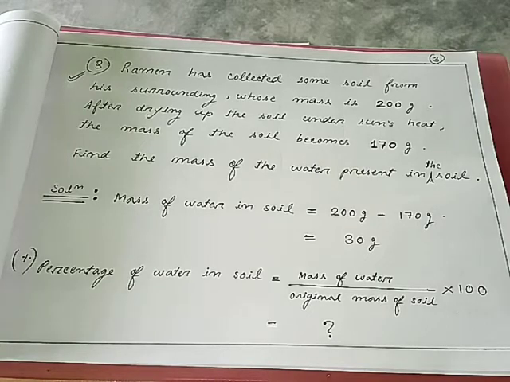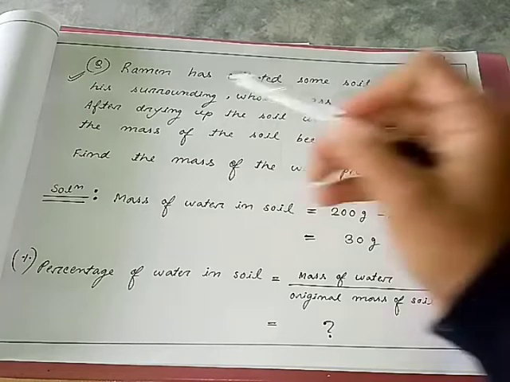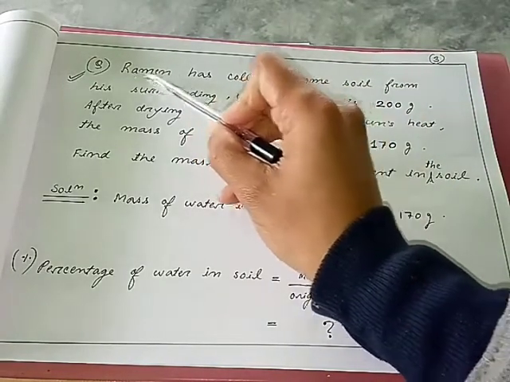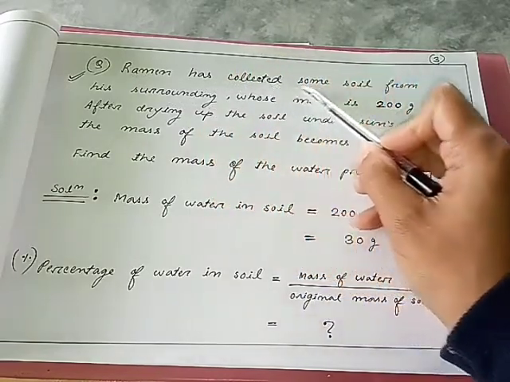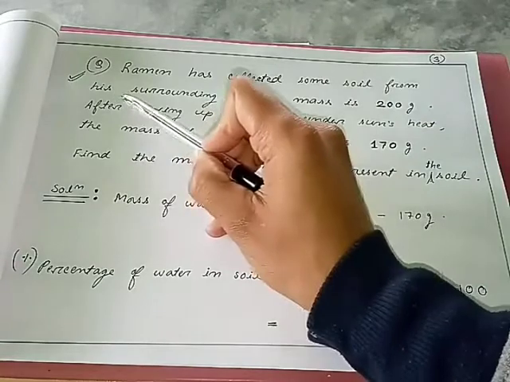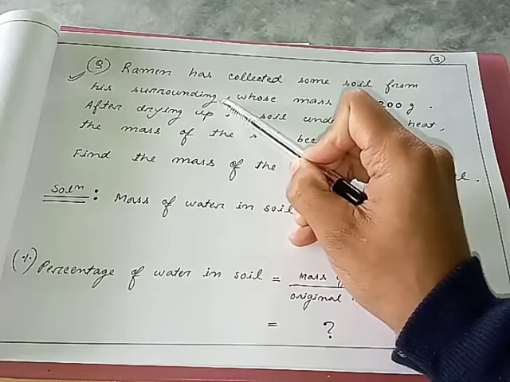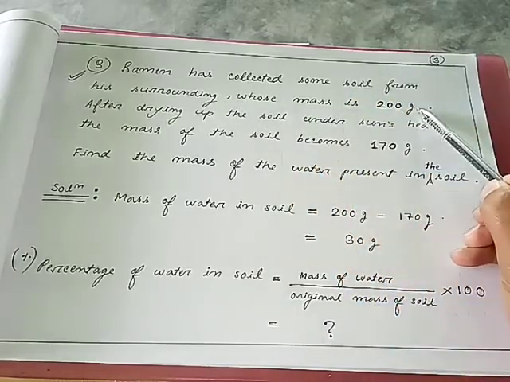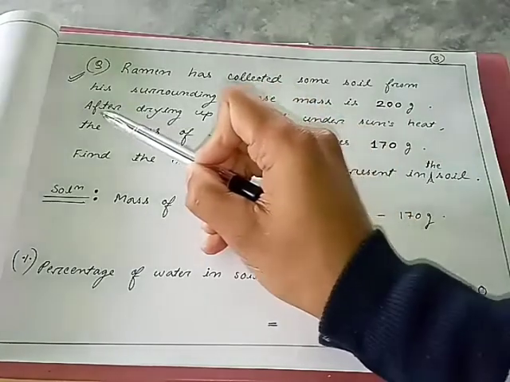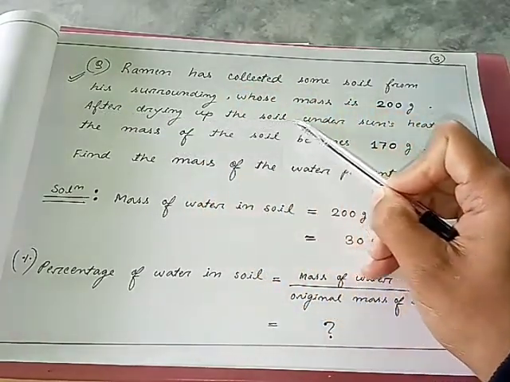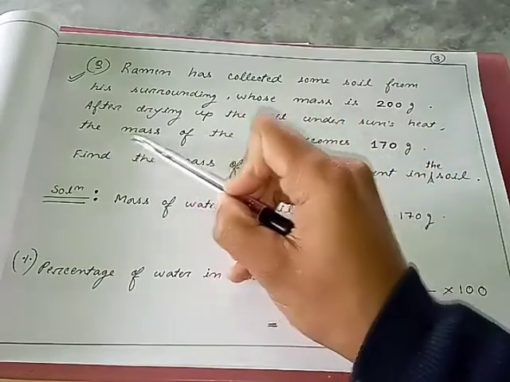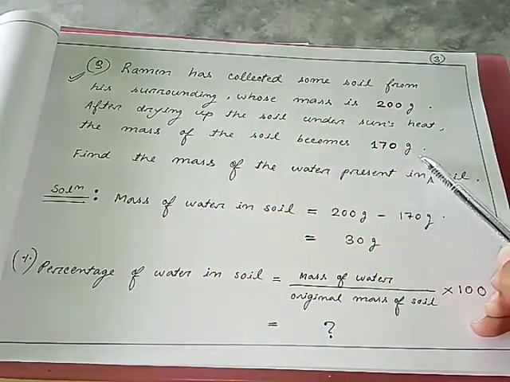So now we have to find out the amount of water which is present in soil. Now let us take a look at this question. Roman is a boy. Roman has collected some soil from his surrounding, whose mass is 200 gram. After drying up the soil under sun's heat, the mass of the soil becomes 170 gram.